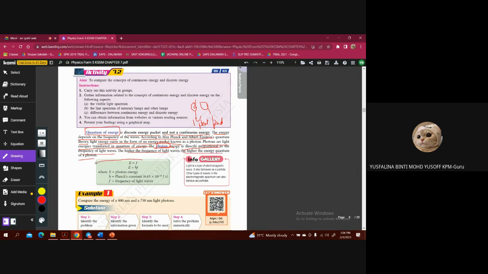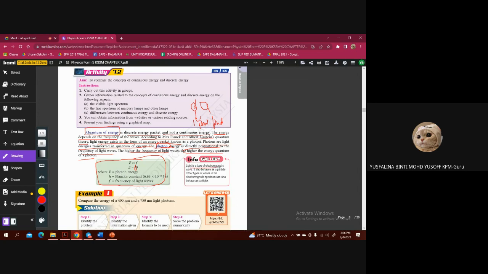So this is the formula. E is directly proportional to f. So E equals hf. h is Planck's constant, that is 6.63 times 10 to the power of negative 34. And f is the frequency of the light wave. And E is the photon energy.